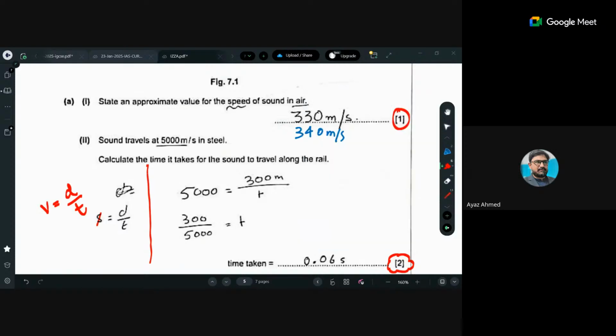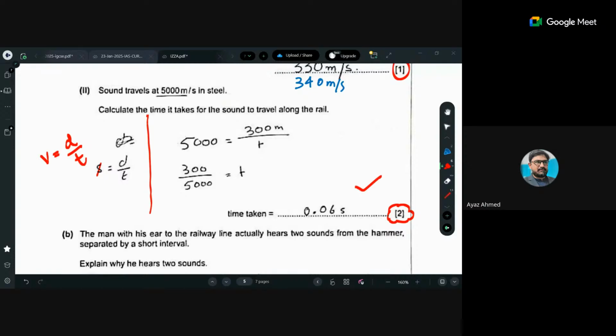Okay, here we go. 5,000 meters per second is equal to 300 meters divided by time. So time is equal to this, so 0.06 seconds. So she will score 2 marks here.